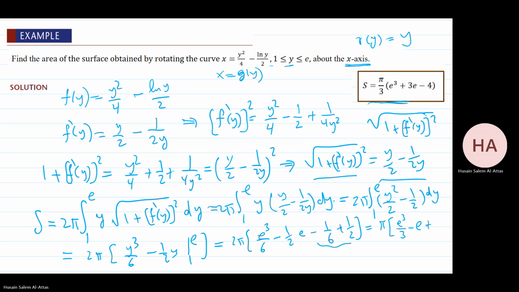Plus 1 over 3. Is it? That will be minus 1 over 6, minus half, plus half. So half, that will be 2. No, make it over 6. This is 3 over 6. It will be 2 over 6, 1 over 3. I'm not sure about the answer. Okay. So I take π over 3, common factor. I have what? E cubed.